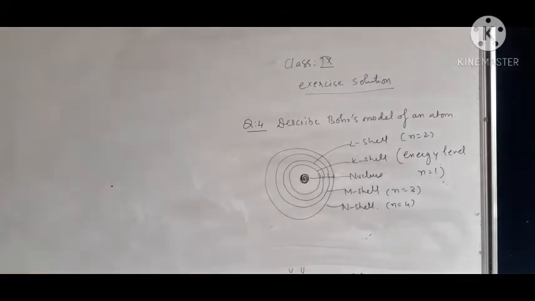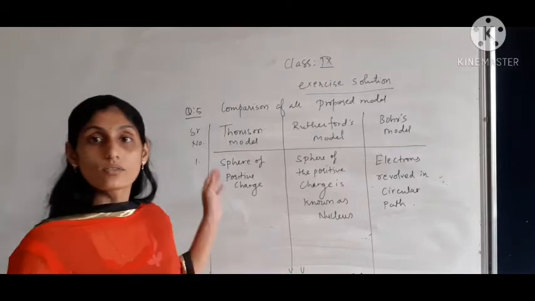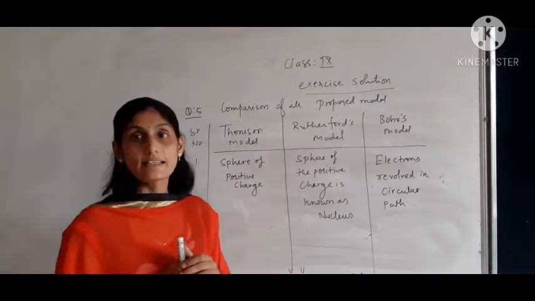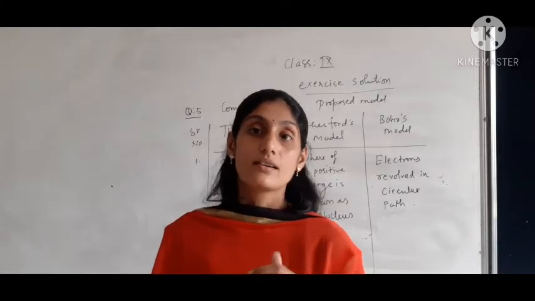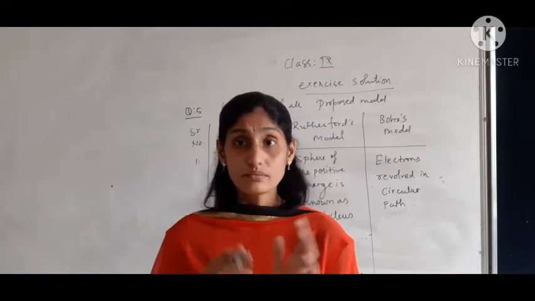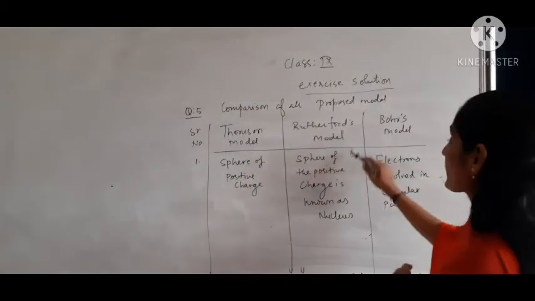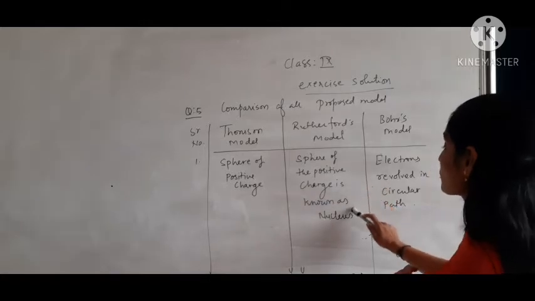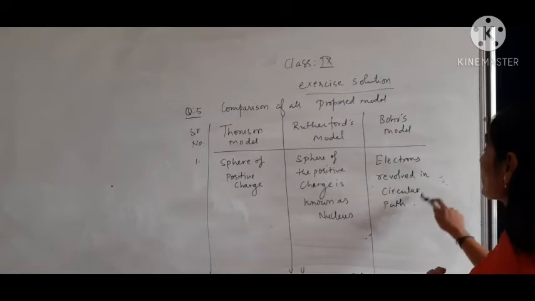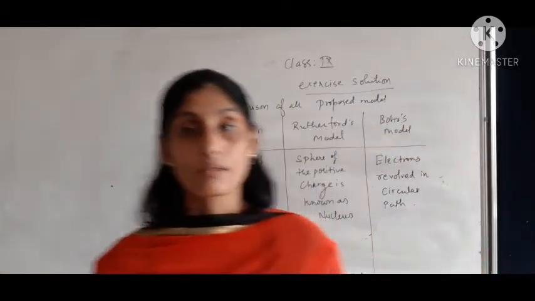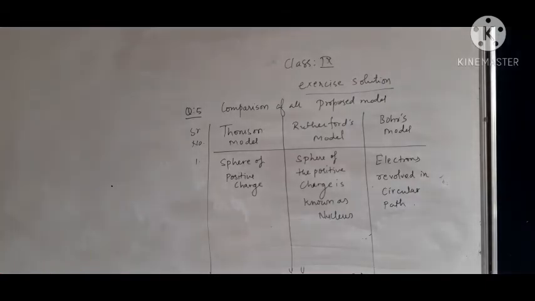Now we are moving to question number 5, for the comparison of models. So we compare all the models. What Thomson has said, the very first, is that the sphere in which electrons are embedded is a positively charged sphere. Rutherford has said that the sphere of positive charge is known as nucleus, and Bohr has said that around the nucleus electrons are revolving in circular paths. So it is the very first comparison you can write. Copy it, then we're moving to the next one.